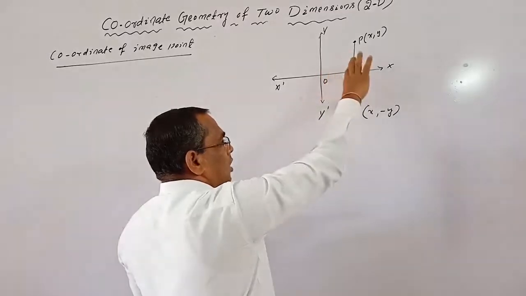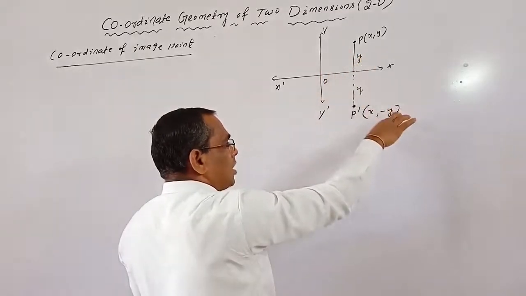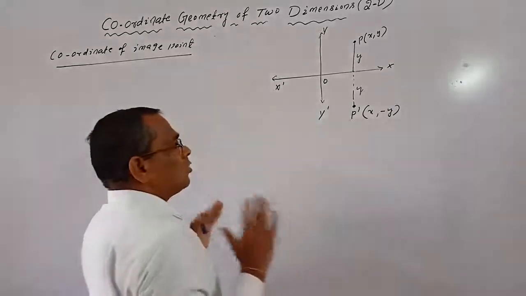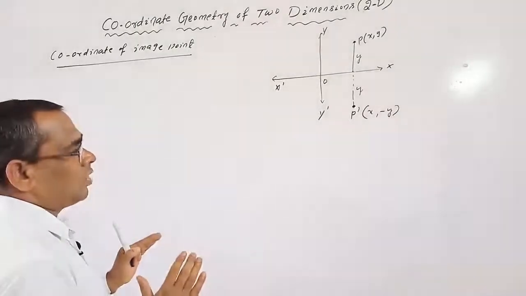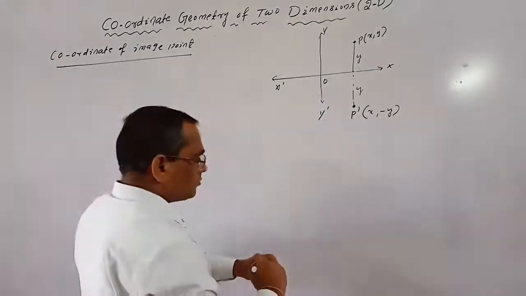The x coordinate is the same and the y coordinate is the same in magnitude, but with opposite sign. So the coordinate of the image point of P of x comma y with respect to the x-axis is x comma minus y.